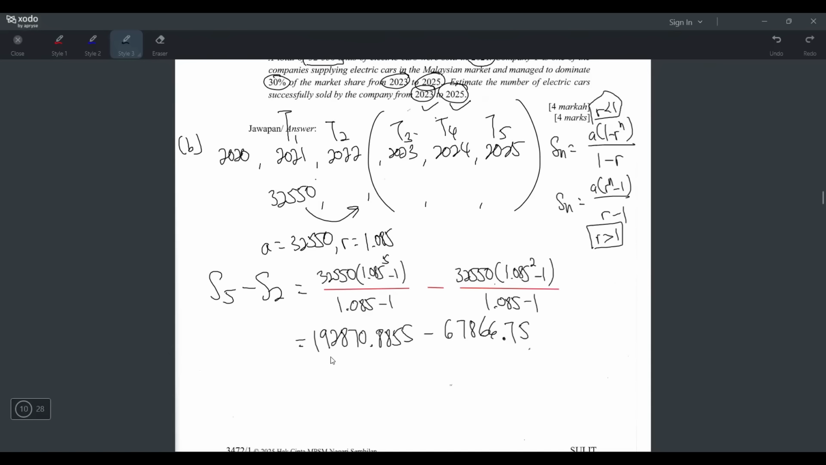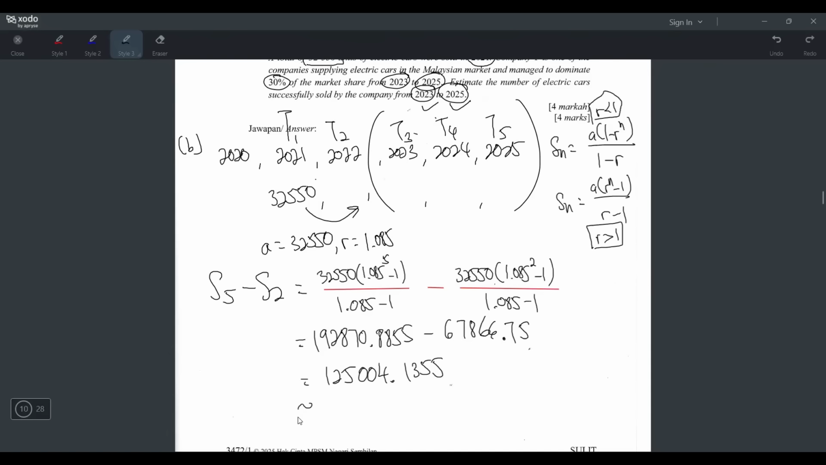And then after I minus, I get 125,004.1355. Okay, what is this? This is the sum of electric cars sold from 2023 to 2025. The sum here. Okay. But this one is number of car, right?